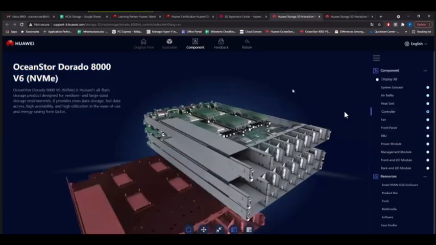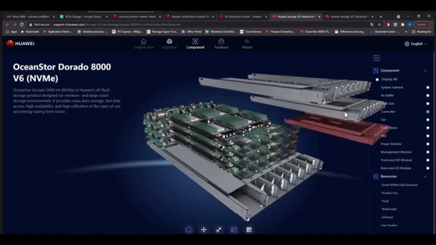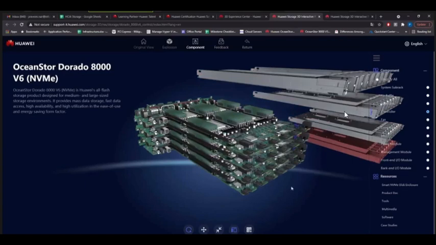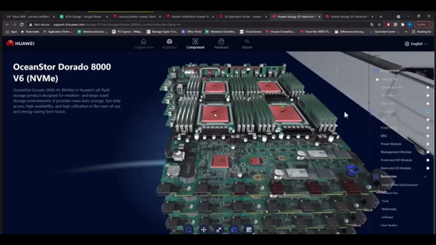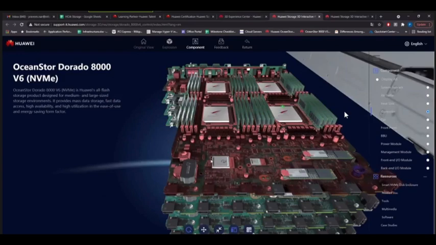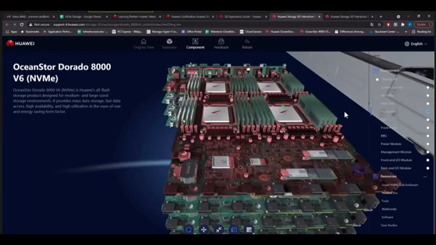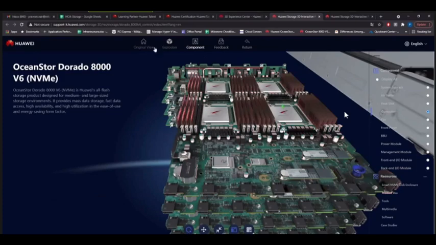So how the controller actually looks. This is just a subtract. Remove that, remove that, remove that. And this is your controller, right? So you have your CPU there. You can move all your CPU sets. Then you'll have your actual motherboards, your memory cards, right? All this stuff. Make sense?